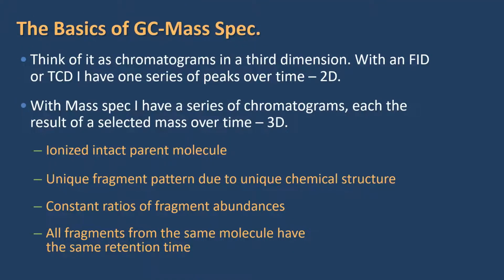So it's like I'm generating actually a series of chromatograms in 3-dimension. If I have a TCD or an FID, all I get is peaks as a function of retention time. That's just 2D. But with the mass spec, I have a series of chromatograms. Each chromatogram generated is a function of the mass that I'm looking for. So I can look for the intact parent molecule. I can look for each fragment of interest to me. And I can also look and make sure that I'm logging the constant ratios of those fragment abundances.